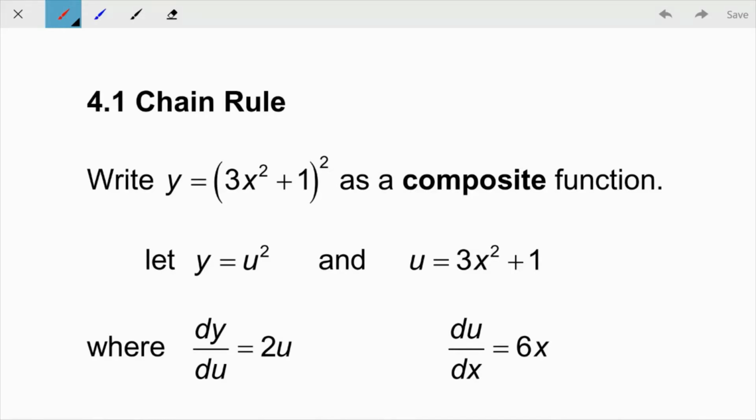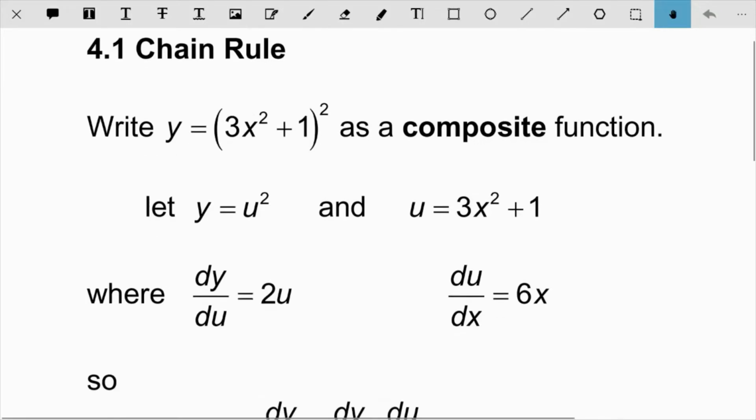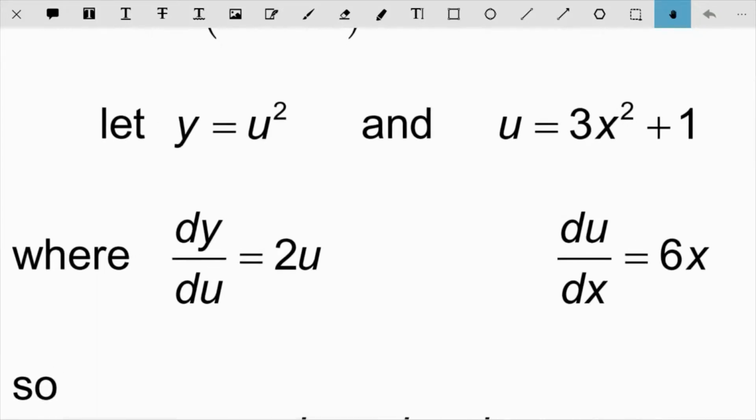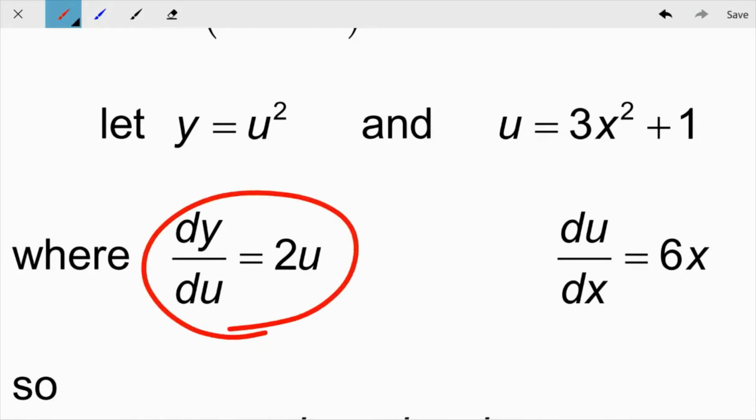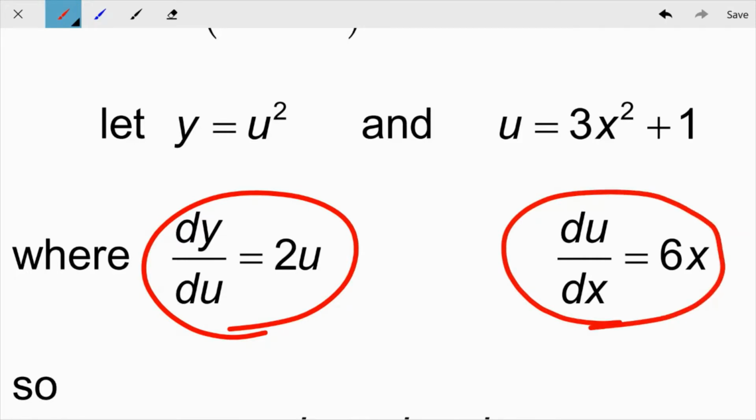But what we're doing here is rewriting this function as a composite function by thinking of an outside function and an inside function. So we're saying y is equal to u squared, where u is equal to 3x squared plus 1. Now, taking the derivatives of those two pieces would be relatively easy. So dy/du is 2u. Notice we took the derivative here in terms of u because we had y in terms of u. And then we have du/dx is equal to 6x.